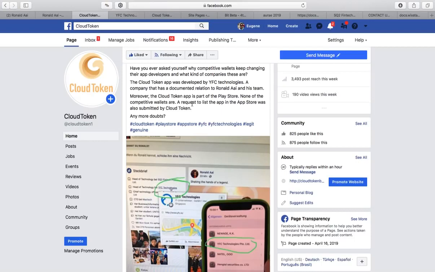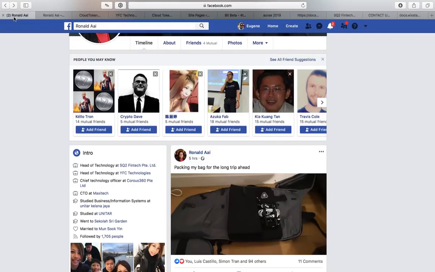And one more thing, it's listed on Play Store. None of the competitive wallets are. And they also submitted paperwork in order to be listed on the App Store. Okay. Yeah, it's harder to get approval for the App Store than it is for the Play Store, and hence it takes longer to be listed on the App Store. So you have the clear relation between YFC, the app developer, and Ronald I. Okay, so this is what makes Cloud Token unique.